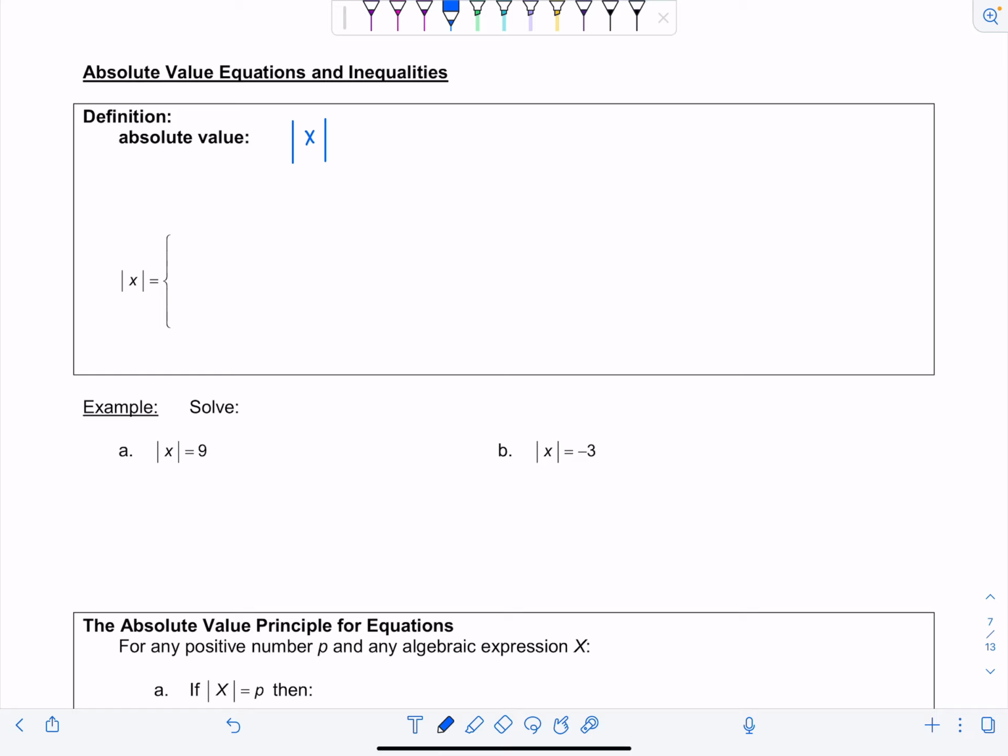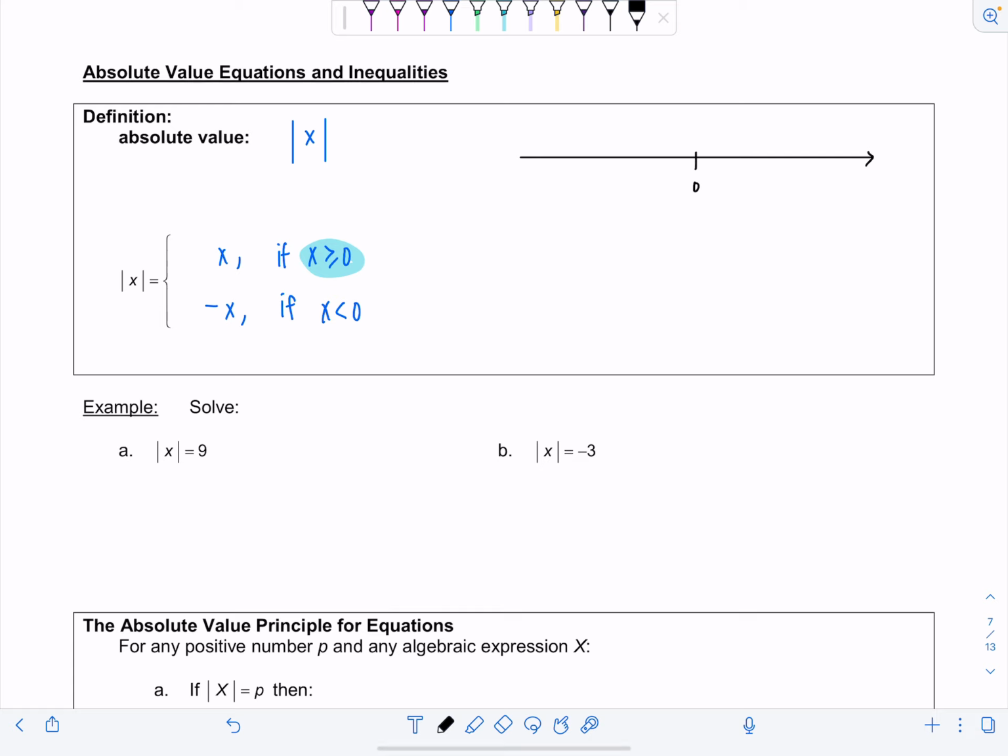The absolute value of x is equal to x if x is greater than or equal to 0, and it's equal to the opposite of x, or negative x, if x is less than 0. Now, let's take a second and think about what this definition means. This is a piecewise function, and in the first case, if x is greater than or equal to 0, let's think about what that would mean if we were just working on the real number line.